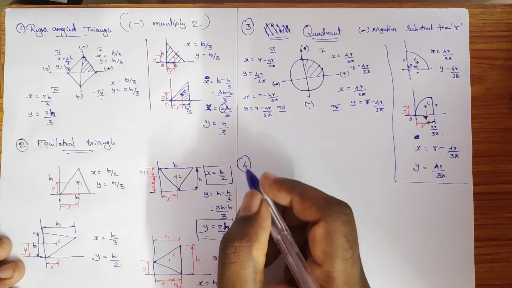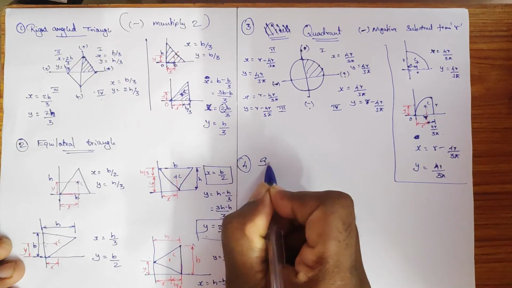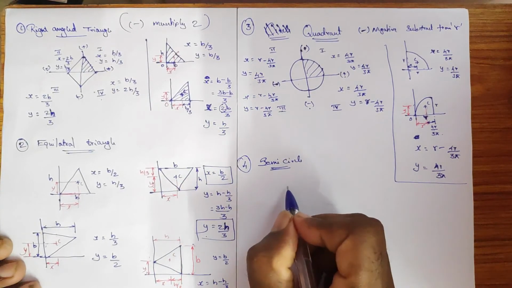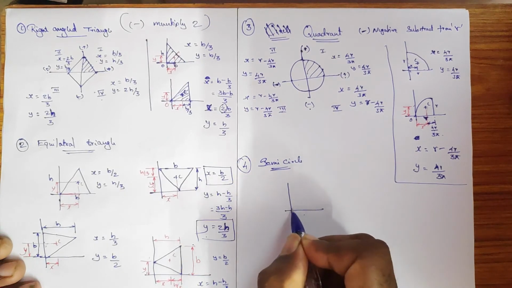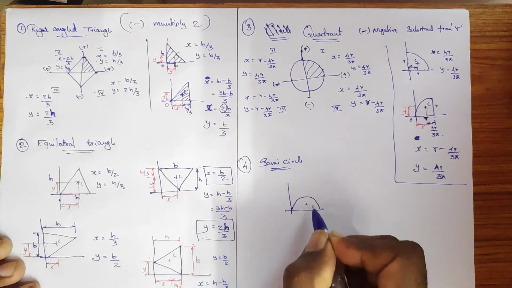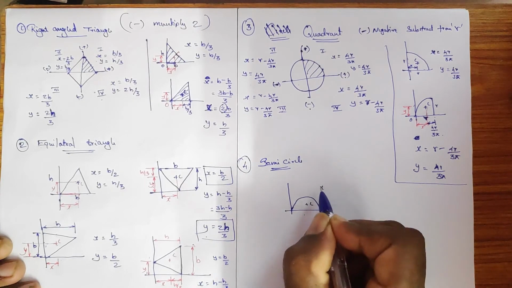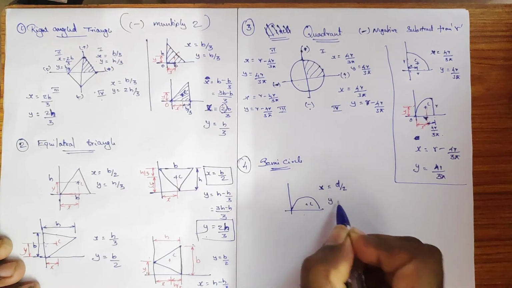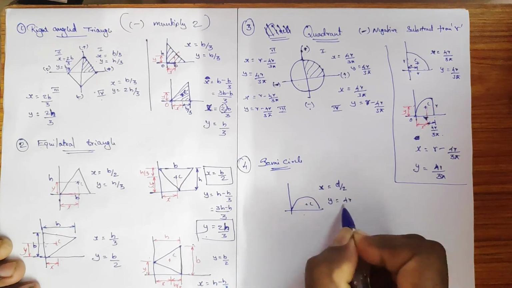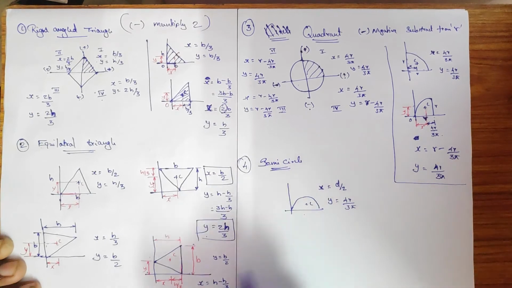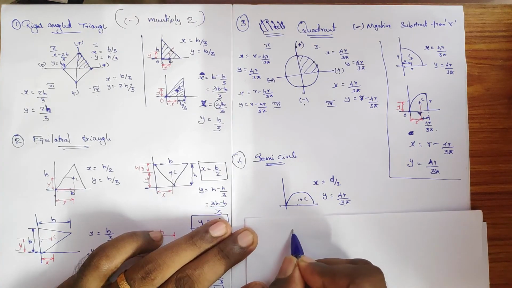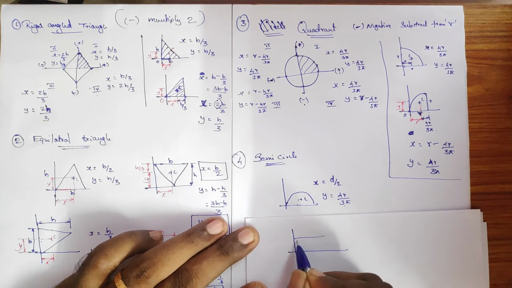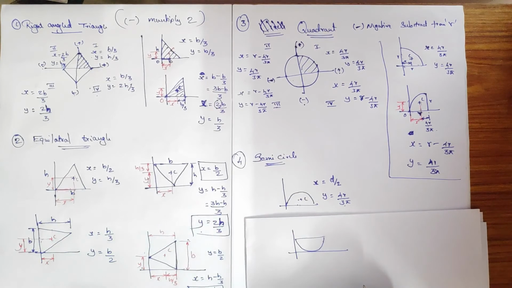We can get the semicircle. Okay, semicircle. So in the semicircle, this position is possible. This is the known position for us. For this, the centroid can be calculated: x is equal to d divided by 2 and y is equal to 4r divided by 3 pi. Okay, and the next, this position also can be possible.